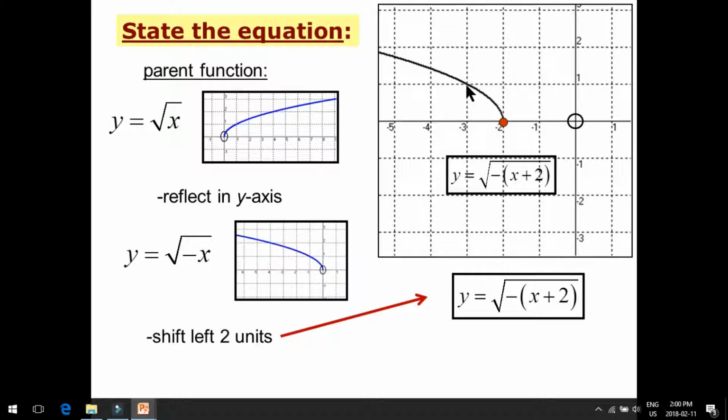Let's go to minus 3, 1. If I sub in minus 3 for x, I should get 1. Let's sub in minus 3 for x. Minus 3 plus 2 is minus 1. Negative minus 1 is 1. And root 1 is 1. So if I subbed in minus 3 for x, I do in fact get 1. So that point works.